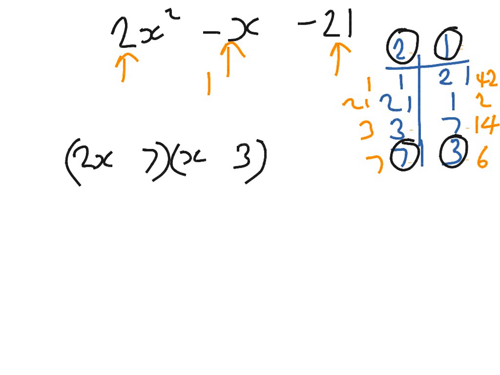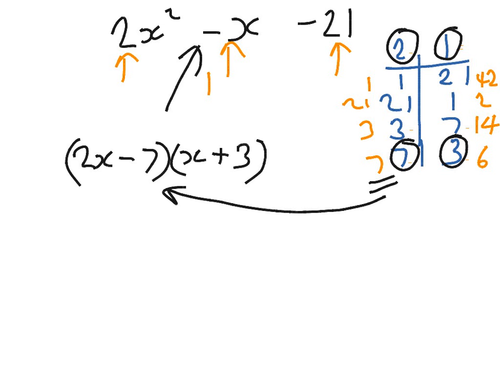And the only thing left to clear up now are the signs. And so the larger number here is 7, so that means that the bracket that we used for that is going to take the sign in front of the x, so that's the negative sign. And negative 7 multiplied by something is negative 21, so that means that has to be plus 3. As before, let's just do the check.